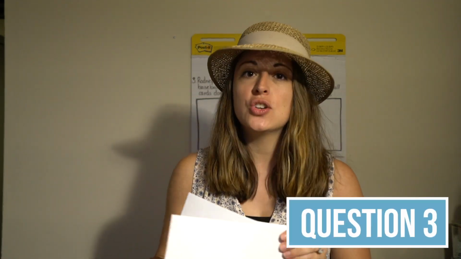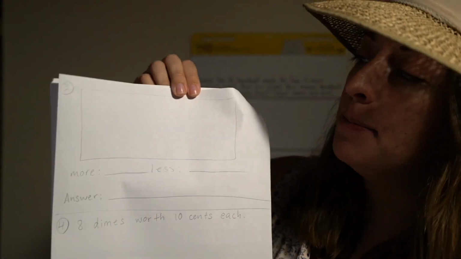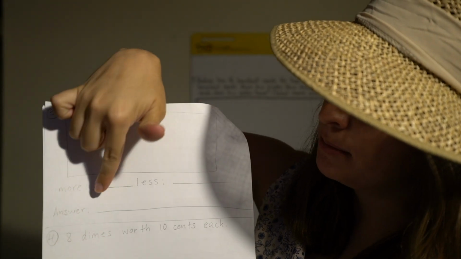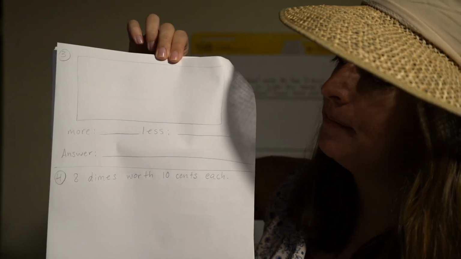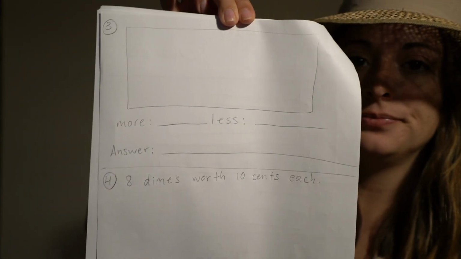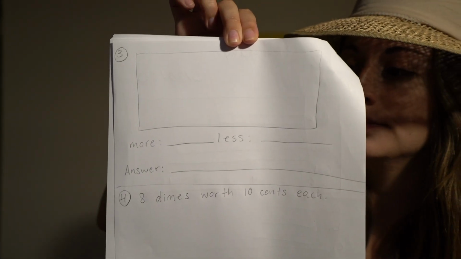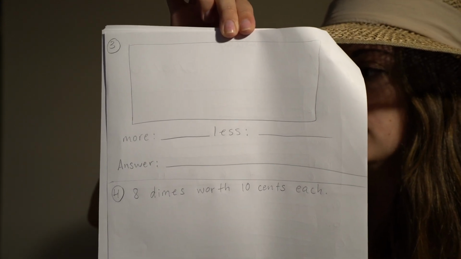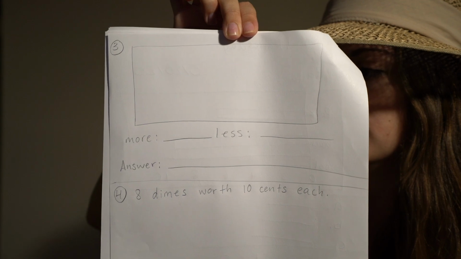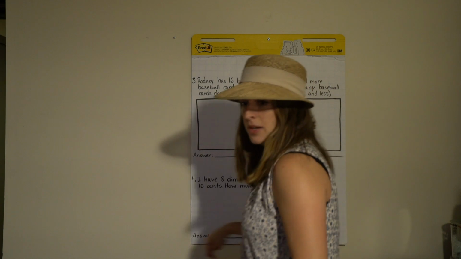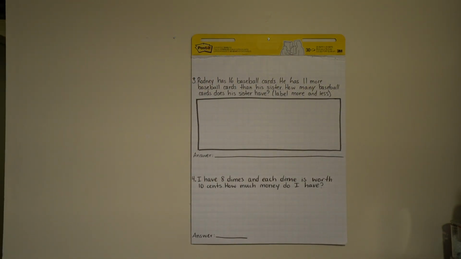All right, let's go on to question number 3. You're drawing a box, then you're writing more and less with a blank line below it, and then you're writing answer with a blank line. Okay, let me grab my marker real quick.